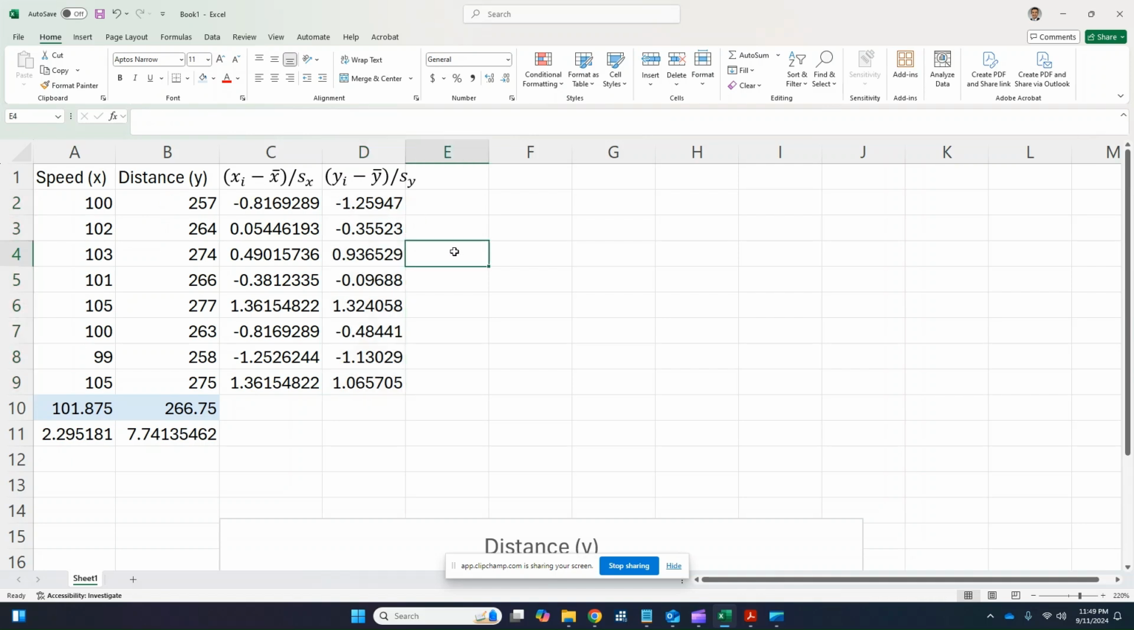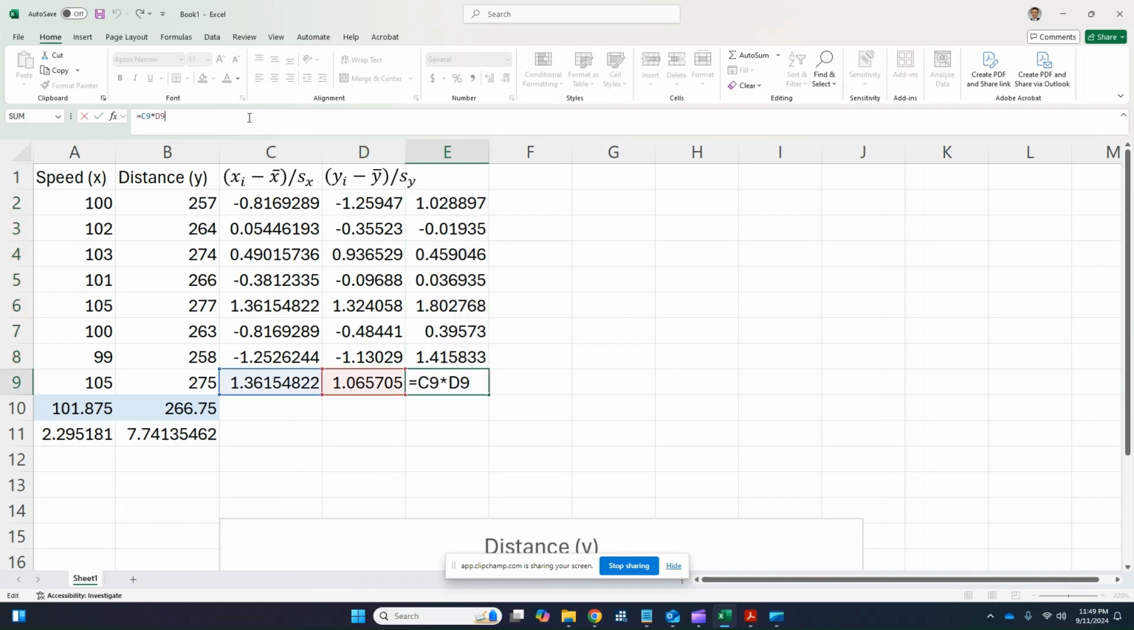Okay, now what I'm going to do is multiply these two values. Why? Because this is the requirement for the formula for the correlation coefficient. I'm multiplying these two values, and for all of these numbers, I got these multiplied values. Okay, now I'm going to sum these numbers. All right, and that number is 6.5708.